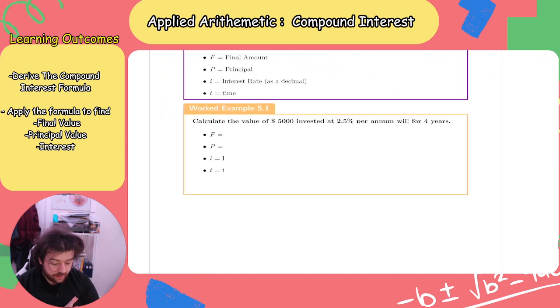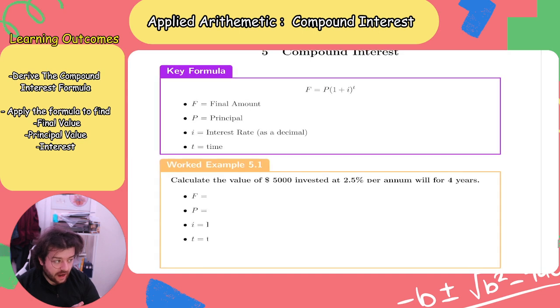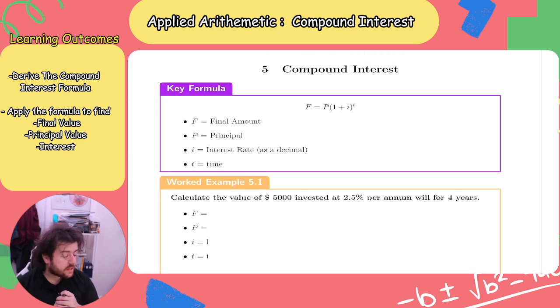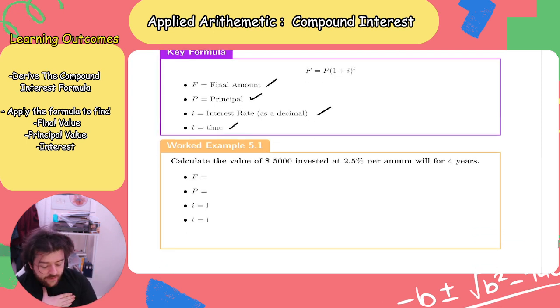Let's go back into my main page here. So there's my formula there. It's in your log table book. So F is equal to P, 1 plus i all to the power of T, where F is my final amount, P is my principal amount, or my starting amount, i is my interest rate in decimal, and then T is time, and it's usually in years.